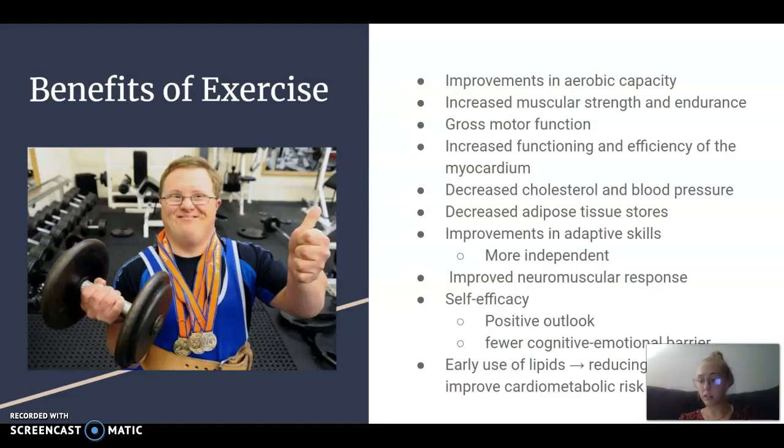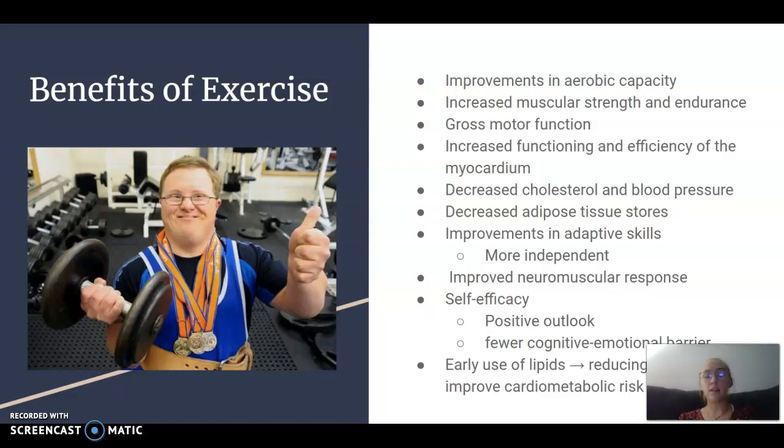Exercise also increases muscular strength and endurance, which is very important because of their low muscle tone, joint hypermobility, things like that. It can increase their gross motor function. It increases the functioning and efficiency of the myocardium, so their heart health, because it's not uncommon to have heart problems, congenital heart disorder, when you have Down syndrome. It decreases cholesterol and blood pressure.